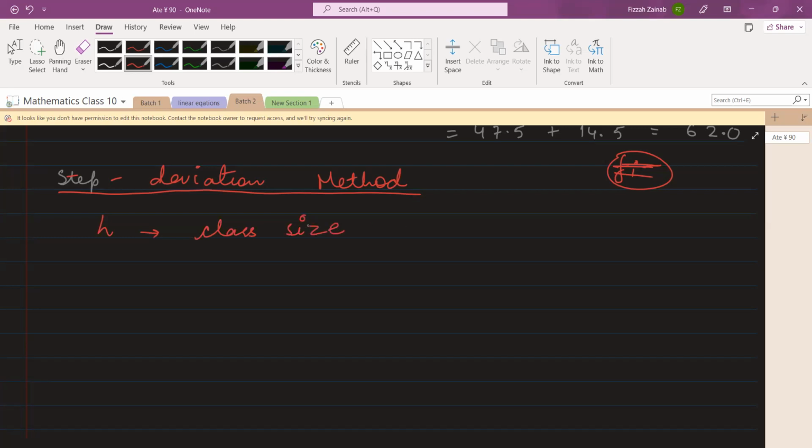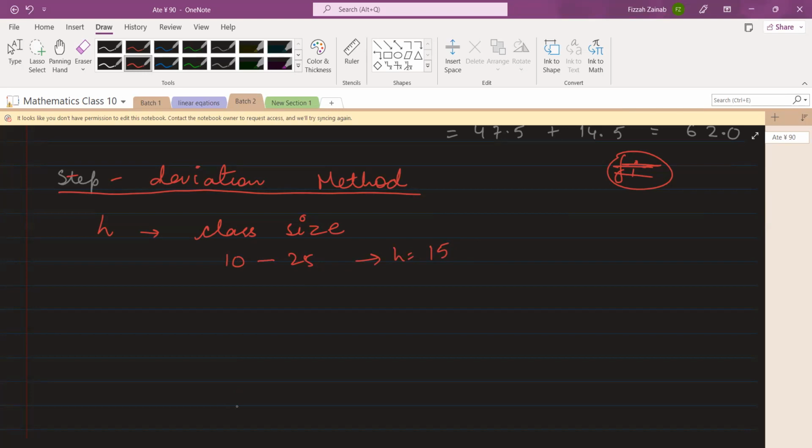Now, what is class size? For example, you have a class, let's say 10 to 25, right? So what is the size of this class? 25 minus 10. That means there is a gap of 15, right? Yes, ma'am. So this is your H. So H is equal to 15 in this case. Is that clear? Yes, ma'am. Okay, this is class size.